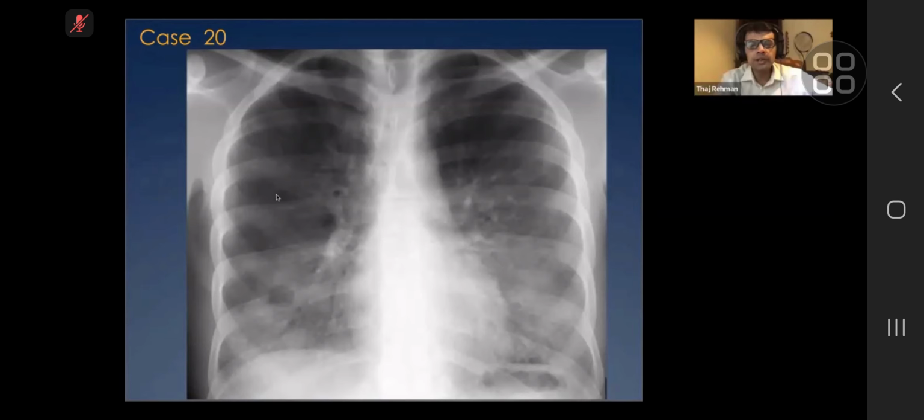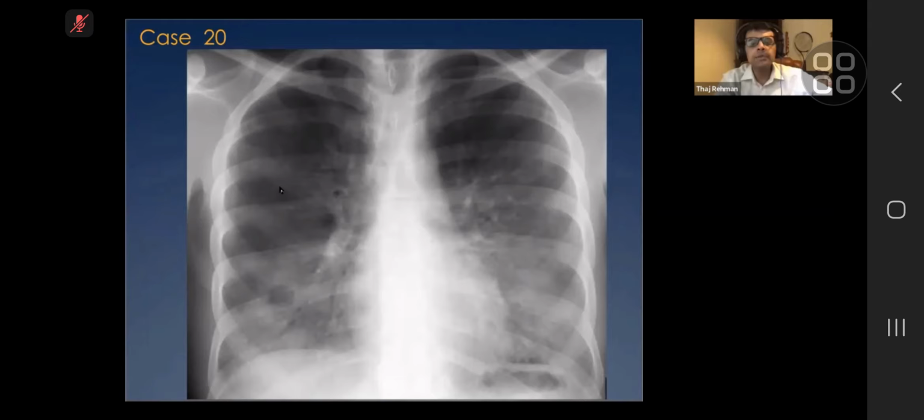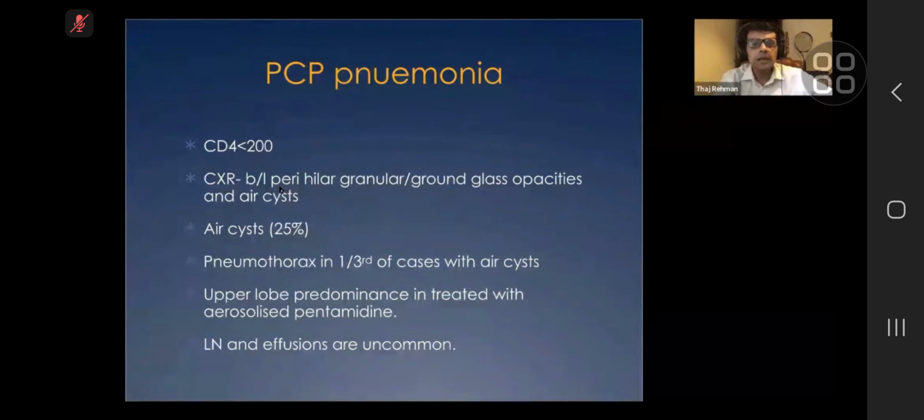If you know it, it's pretty straightforward. No, I was probably struggling here. This is PCP pneumonia. So PCP pneumonia happens when there is lymphopenia, a CD4 count of less than 200. Chest X-ray shows bilateral, perihilar, granular or ground glass opacities and air cysts. Air cysts may be present in up to a quarter of cases. Pneumothorax can happen in one third of the cases with air cysts. PCP pneumonia can be in the upper lobe in those treated with aerosolized pentamidine, and lymphadenopathy and effusions are uncommon.